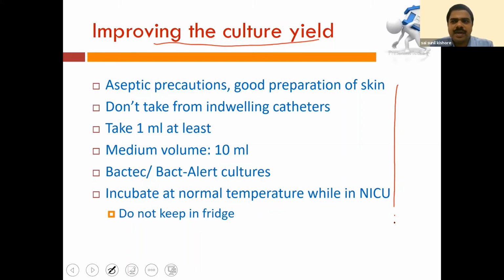Another important and more practical thing, especially in SNCU: incubate at normal temperature, while in NSU. Why I am telling this is that sometimes the babies deteriorate during the night time, and you take the blood culture and keep it in the refrigerator. In the refrigerator the temperature is around 4 degrees centigrade, so it becomes bacteriostatic, and that's why once you send the culture the next morning, the yield will be less. Routinely other samples we keep in the refrigerator, but for culture we need to keep it at room temperature only. So this is another practical aspect.